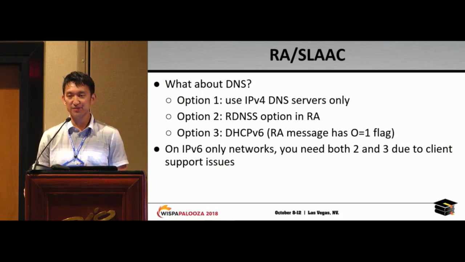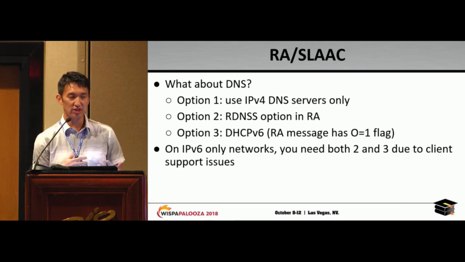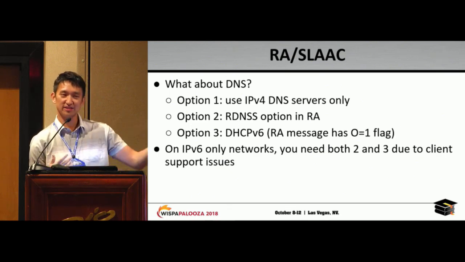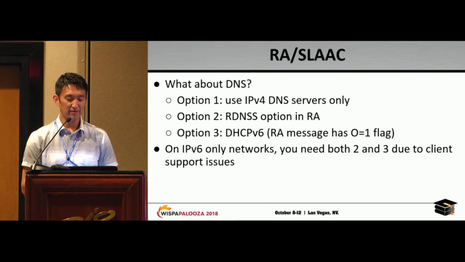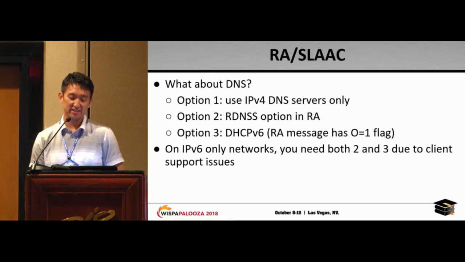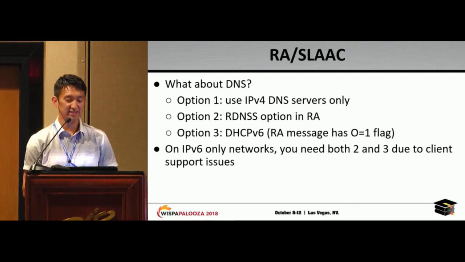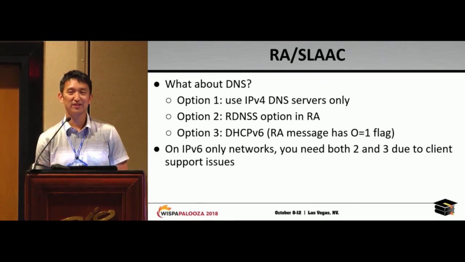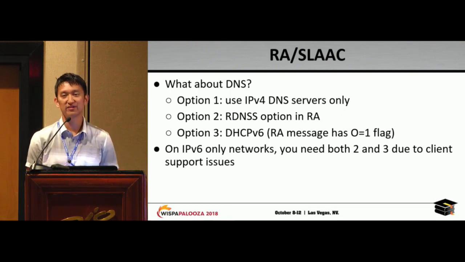And lastly, there's DHCPv6, which the router advertisement message can also say that there's a DHCP server available, and that means that you can get other information from it as well. So for us on our V6 network, we actually use both options 2 and 3 because, like I was mentioning, some clients have issues supporting just one of the options, even though I think we prefer the router advertisement only option.